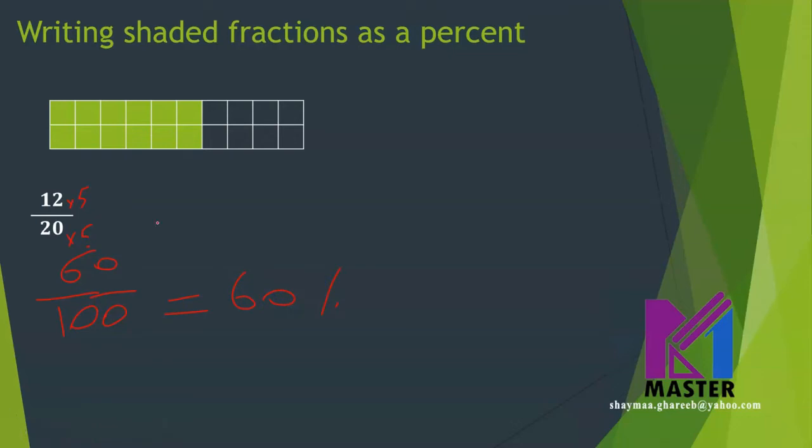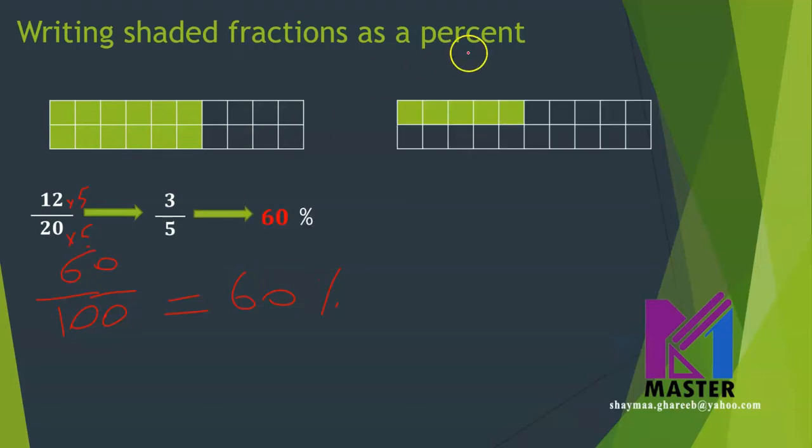I can also do it another way by simplifying this fraction into its simplest form. So it will be, what do you think? 3/5. If I divide up and down by 4, 12 divided by 4 will be 3, and 20 divided by 4 will be 5. And you remember the 3/5 as a percentage from the fraction percent decimal video. So the 3/5 is 60% as well.